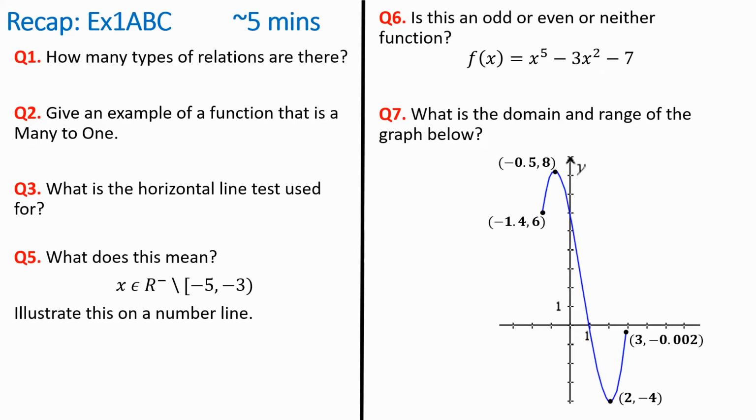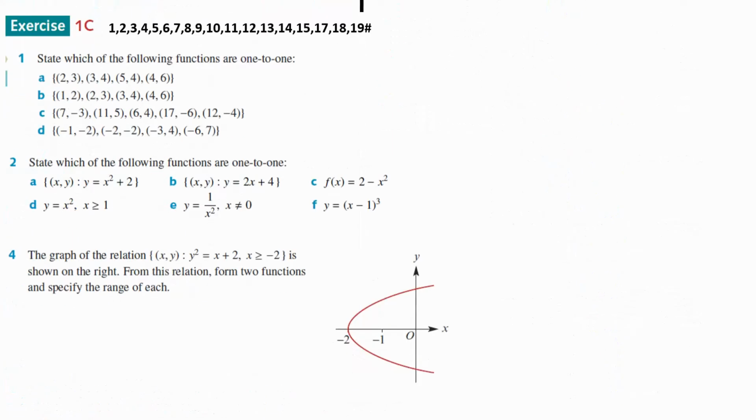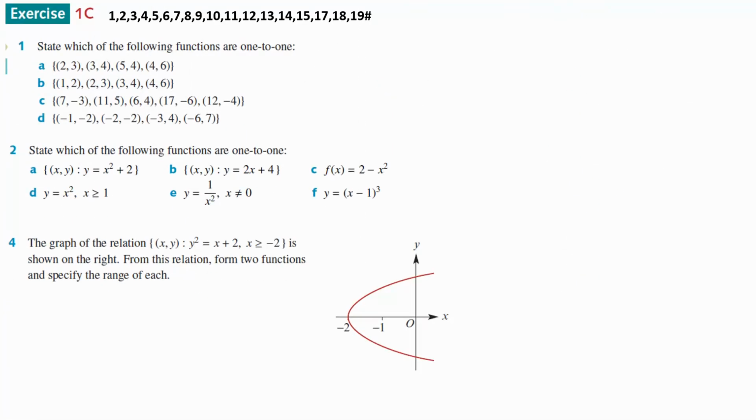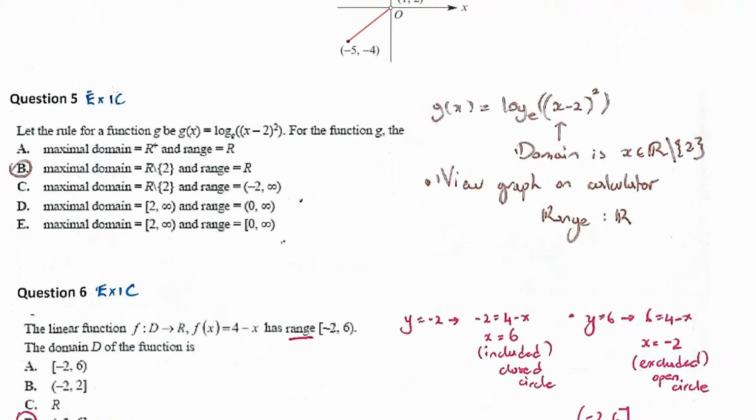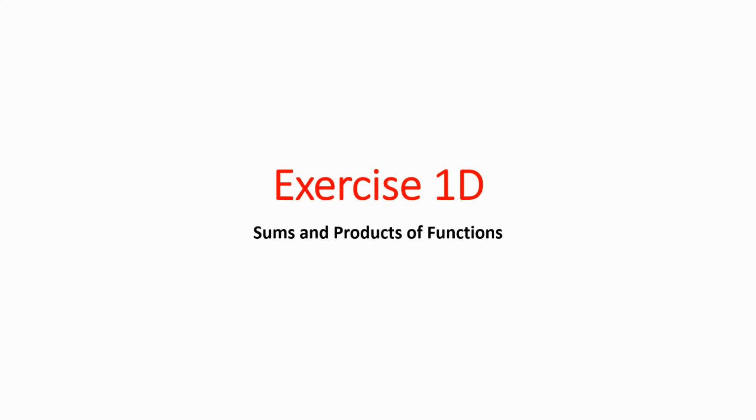Anyways, we can do that another time. I was going to revise functions, types of relations, many to one, one to one, all those, and then horizontal line tests, vertical line tests. That's what I was going to revise. But let's do 1D. Where's 1D? These are the questions. Hybrid functions. Where's 1D? Come on. Oh, there we go. All right.